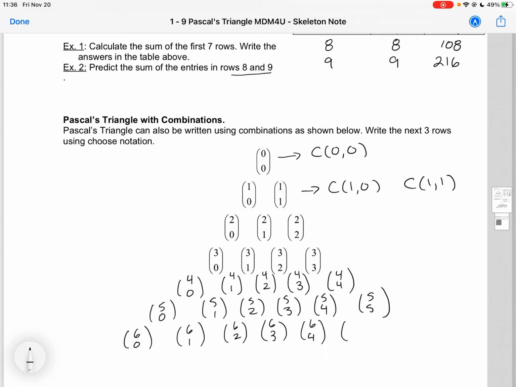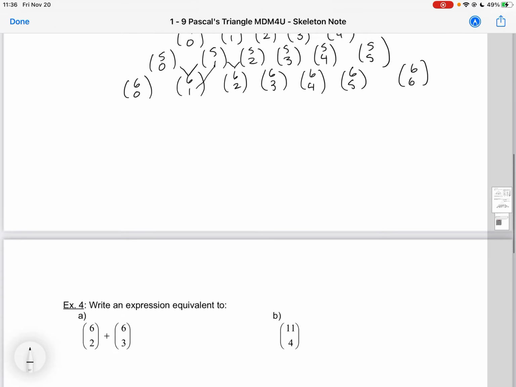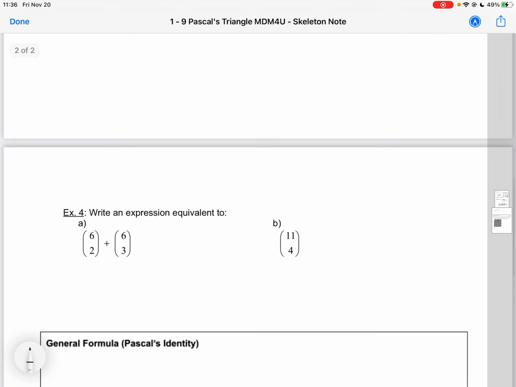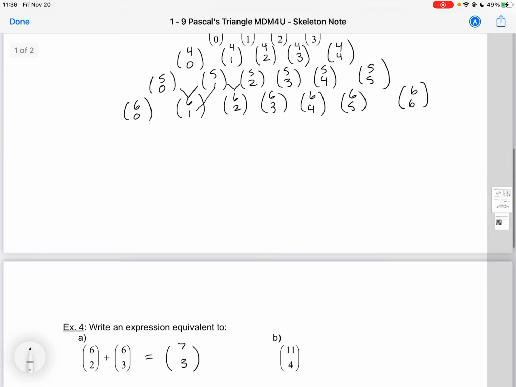And hopefully you are starting to identify a pattern in between the previous rows. So looking at these two, the number on top is going to go up by 1, okay? And then the number on the right-hand side, or the higher one, is always staying at the bottom. So we can actually use this to write equivalent expressions for choose notation. So if we have 6 choose 2 plus 6 choose 3, I know that this is going to move me down to my next row and that the highest value is going to stay the same.